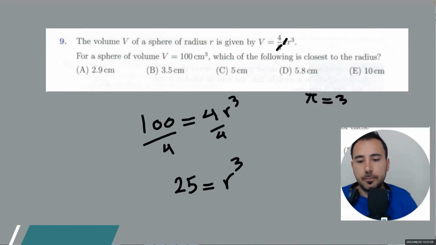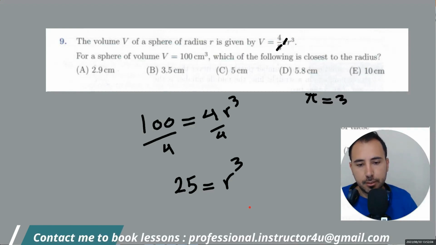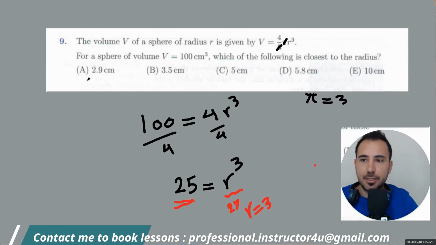Okay, so now if r is 3, if r is 3, right, this side, r cubed, will be 27. But this is 25, so r is going to be slightly less than 3 to get this 25. Okay, so the only one that is slightly less than 3 is this 2.9.